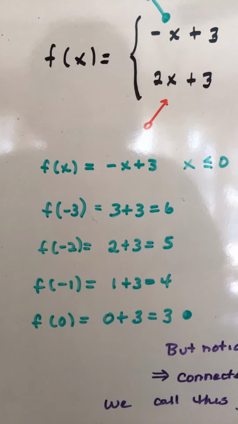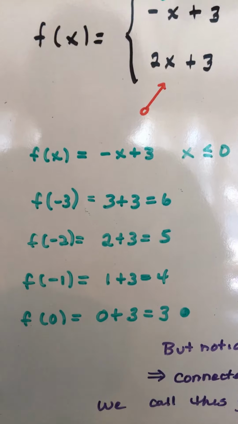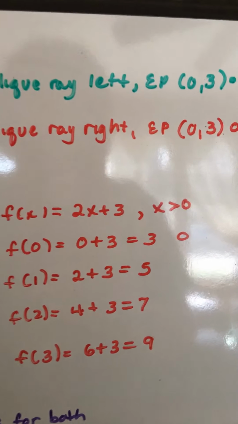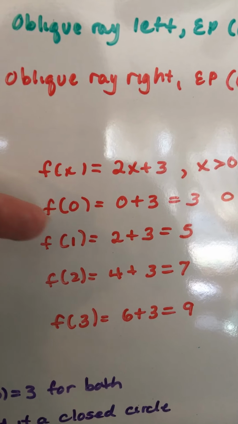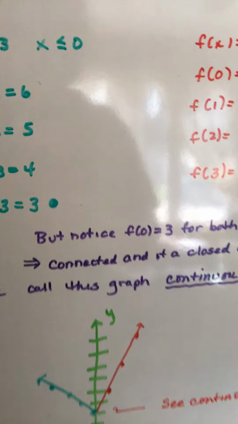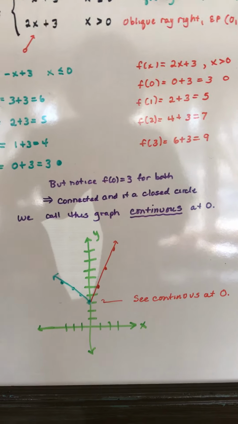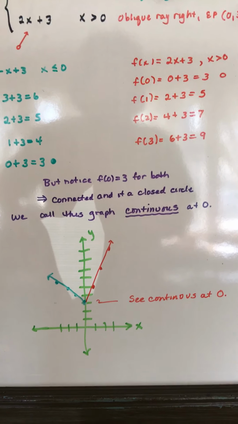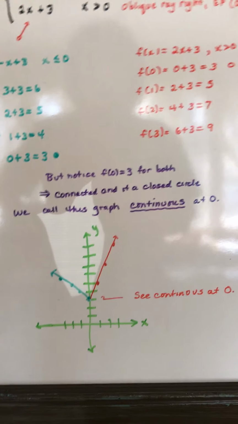So now I, again, did some ordered pairs: negative 3, negative 2, negative 1, and 0. And on this side, I had to go bigger than 0. Of course, I know this one is an open circle. It's not allowed. And then I used 1, 2, and 3. But I noticed that f of 0 equals 3 in both cases. That means it's connected, and it is a closed circle, and we call this graph continuous.